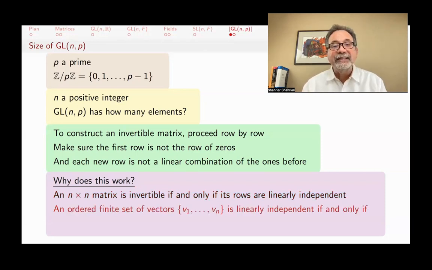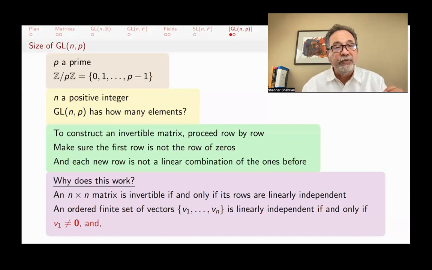And the second fact is that if you start with an ordered finite set of vectors, like for example, the rows of this matrix, and they're ordered, the first row, second row, third row, and so on, to see if it's linearly independent or not, what you have to do is check two things.